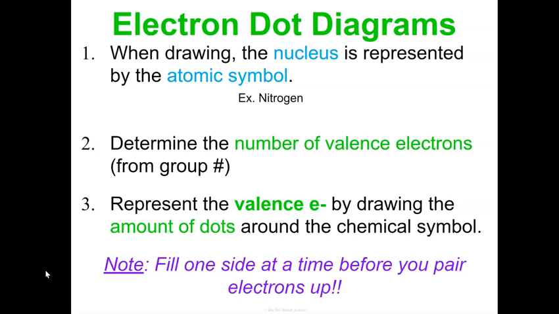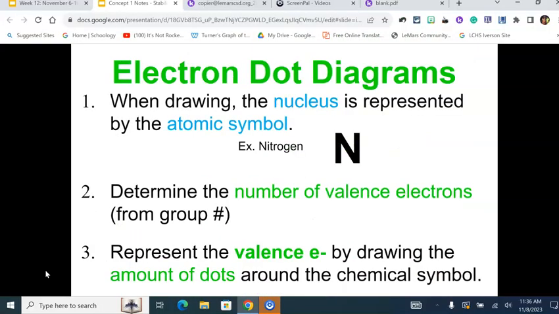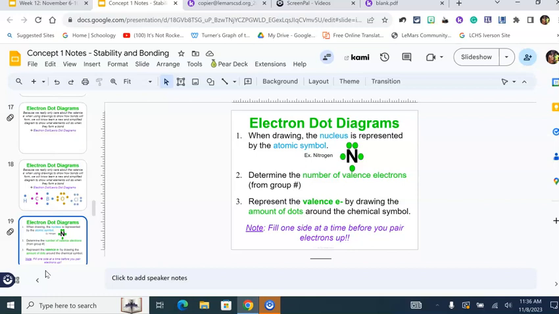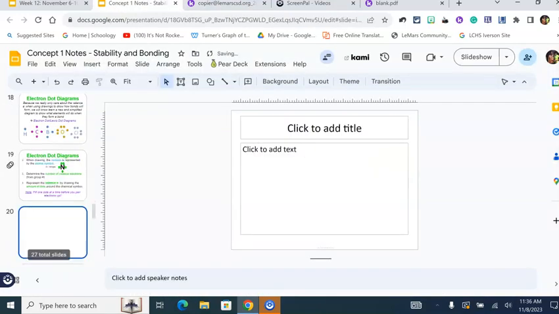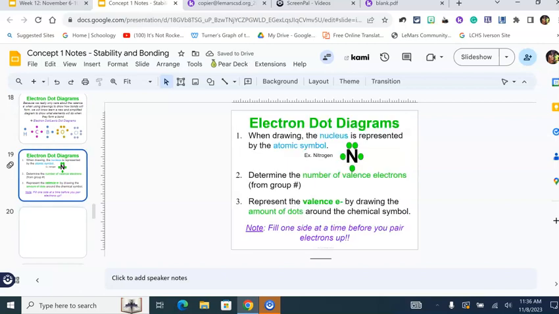So my example is going to be nitrogen. So the first thing you have to do is know nitrogen's symbol. What is nitrogen's symbol? And now, right above nitrogen, you're going to look for its valence electrons. How many valence electrons does nitrogen have? And again, if you're not sure where I'm getting this, look at your periodic table. Nitrogen, how many valence electrons does it have? 5. So how many dots is nitrogen going to get? 5.